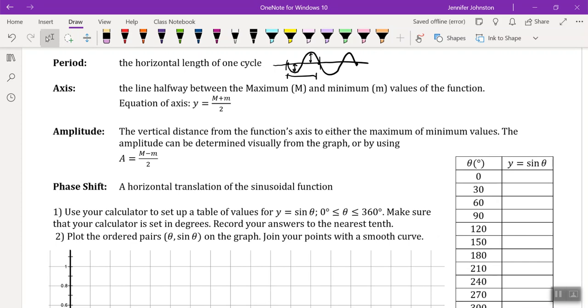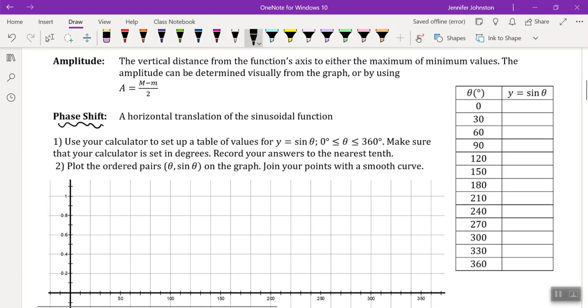A phase shift, which is very similar to a translation left or right, but this time we call it a phase shift, is how the graph is moving to the left or to the right. Anytime we're dealing with functions that are periodic, we call it a phase shift instead of a transformation.